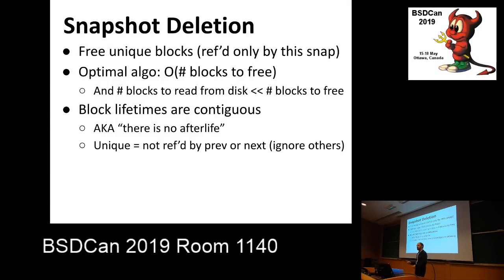So one key thing in the way snapshots work that is going to really help us with this is that block lifetimes are contiguous. In other words, there's no afterlife. After a block is killed, meaning it's no longer referenced by the file system, it can't become part of the file system again later on. So you write a file, you take a snapshot, it's part of that snapshot, then you take some more snapshots, then you delete the file, then you take some more snapshots, and while the file existed, that's when its blocks are referenced, and before that, they aren't, and after that, they aren't either. So there's no way to bring it back to life later on. The key thing about this is that it means that the blocks that are unique to a given snapshot are the ones that aren't referenced by the previous or the next snapshots. We don't have to look any further into the past or future to figure it out.